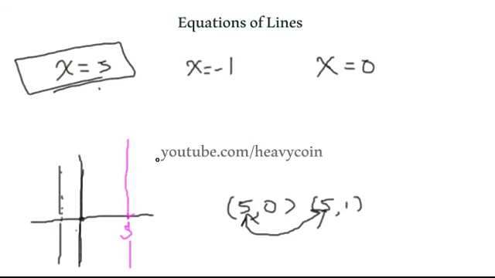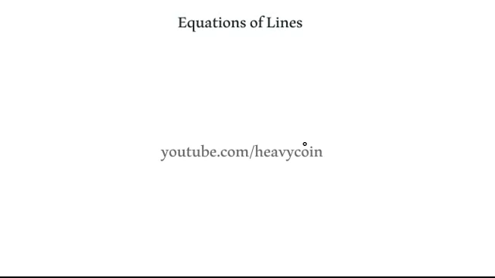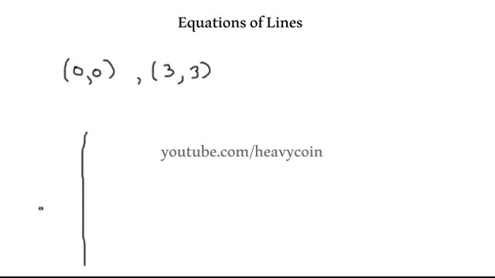Okay. Now let's break it down. We're going to break this all the way down. Let's say, for example, we're given (0, 0), and we're given another point, and we'll say that it's (3, 3). We're given 2 points, and this time, here's the origin, and then here's (3, 3), let's say.